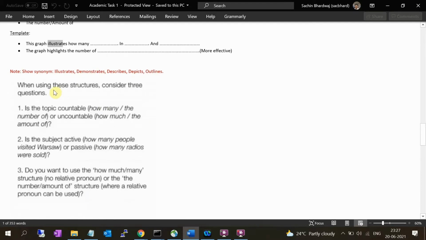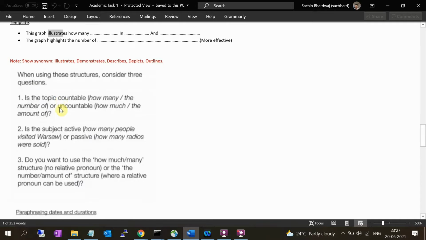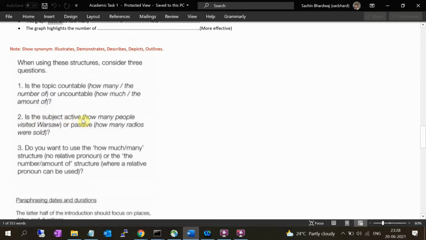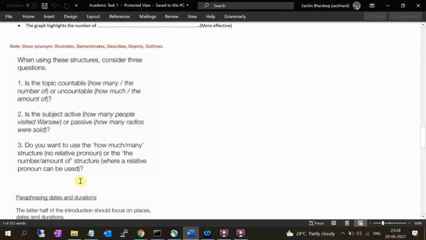When using this structure, consider three questions. First, is the topic countable, like how many or the number of, or is it uncountable, like how much or the amount of? Second, is the subject active, like how many people visited Warsaw, or passive, like how many radios were sold? Third, do you want to use the how much, how many structure with no relative pronoun, or the number or amount of structure where a relative pronoun can be used? You have to keep these three questions in mind when you are setting up the introduction line.